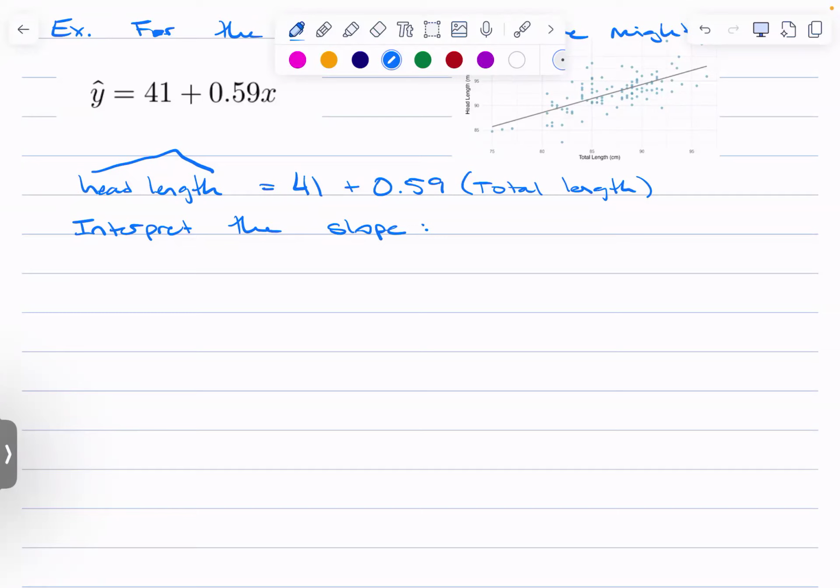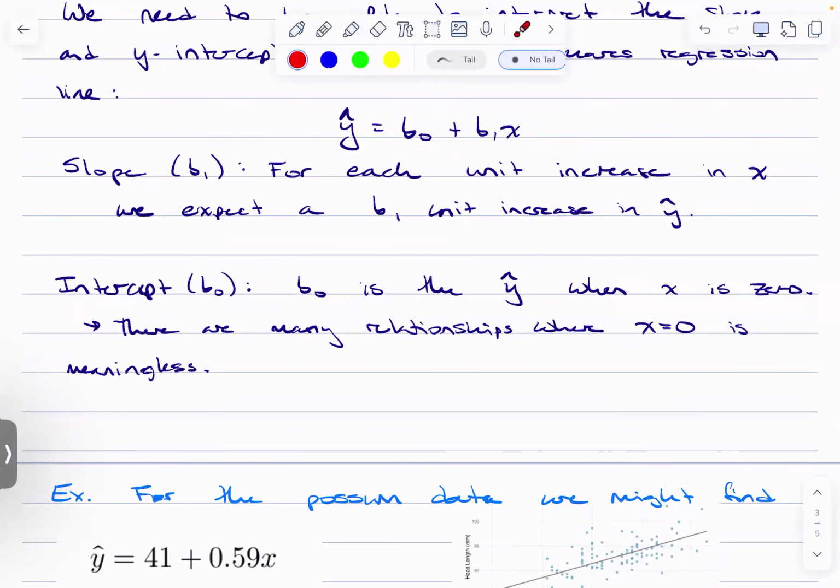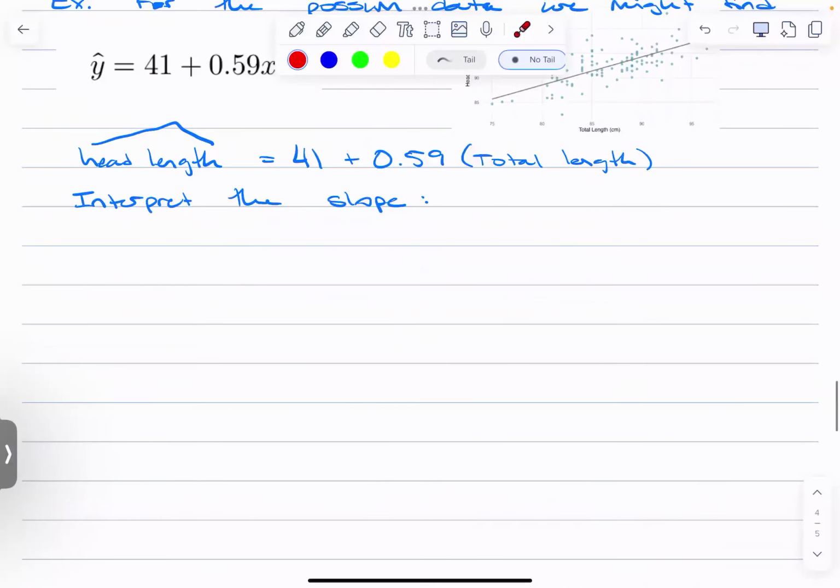I see the slope is 0.59. Okay. But I also want to interpret it in terms of x, which is, in this case, the total length, right? And my predicted value of y is the predicted head length. And so now, from this generic interpretation, I'm going to replace all these things with the question-specific variable names and values. So for each unit increase in total length, we expect a 0.59 unit increase in the predicted head length, right? And so let's do that.